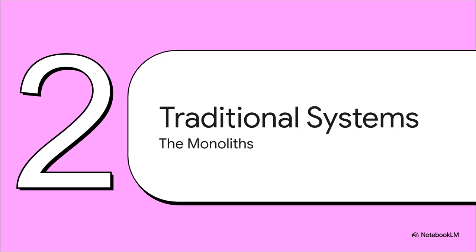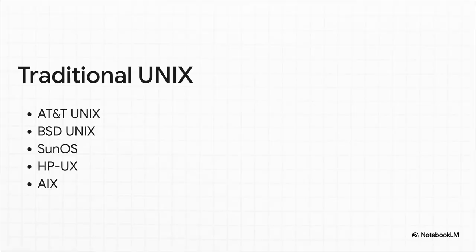Section 2. Traditional enterprise systems, the monoliths. Now, names like AT&T Unix, BSD Unix, SunOS, HP-UX, and AIX, these were the absolute titans of the early tech industry. They were heavily guarded, developed by commercial heavyweights like IBM, HP, and Sun Microsystems. These were the massive proprietary systems that major corporations bought when failure just was not an option.